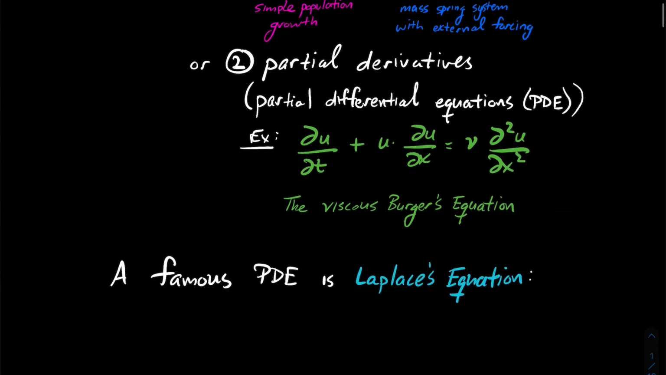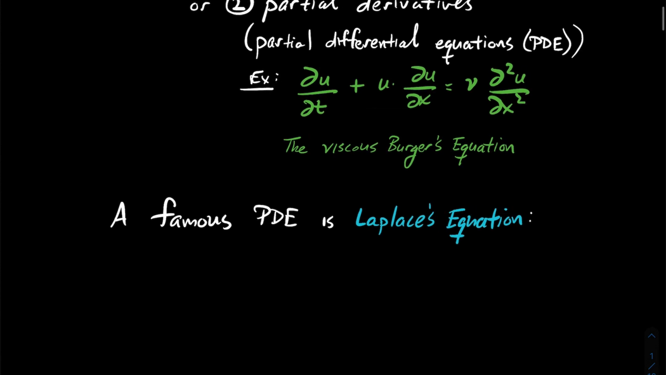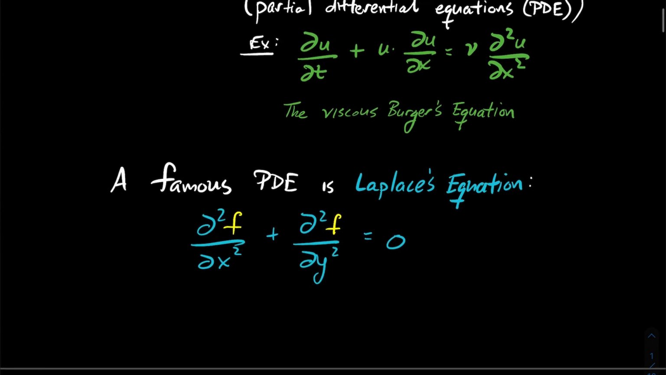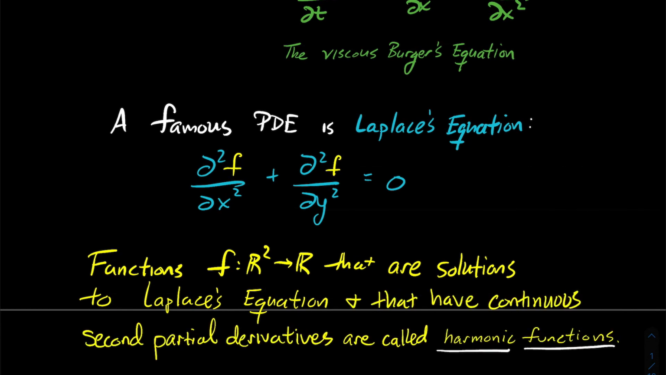So that's a famous PDE. Another famous PDE, I'm just name dropping diffie-q's on you, is Laplace's equation. I'm going to write down the two-variable version here. It looks like the second partial of f with respect to x plus the second partial of f with respect to y equals 0. Now, our solutions to Laplace's equation here are functions of two variables that also have continuous second partial derivatives.